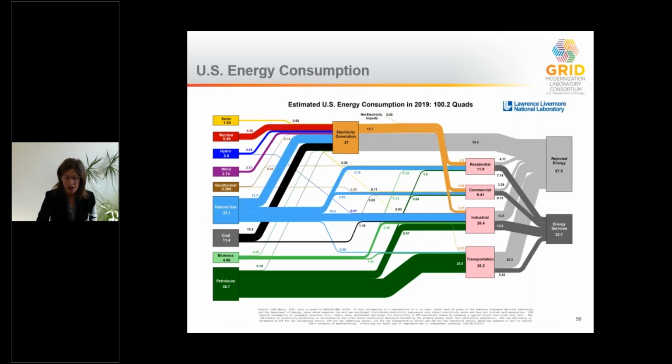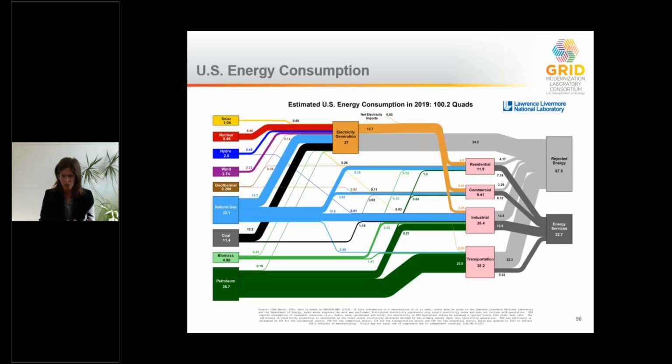So in this next slide, thanks to Lawrence Livermore National Lab, I'm sure many of you are familiar with this, but I like to present this because this really shows our estimated energy consumption. This is from 2019, and on the left side of the slide, you can see the different fuel sources that enter our grid. Out of the total energy, I like to think about three different buckets of uses here, and those are located in the pink boxes on the right side of the slide.